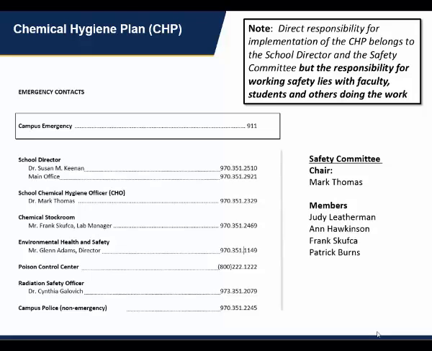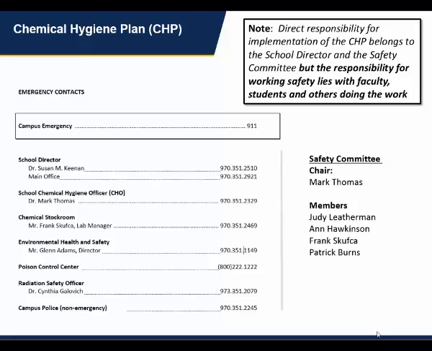It's important that we all realize that safety and identifying hazards is the responsibility of everyone in a research environment, be that in a classroom or be that in a research lab. The ultimate responsibility does lie with the school director.